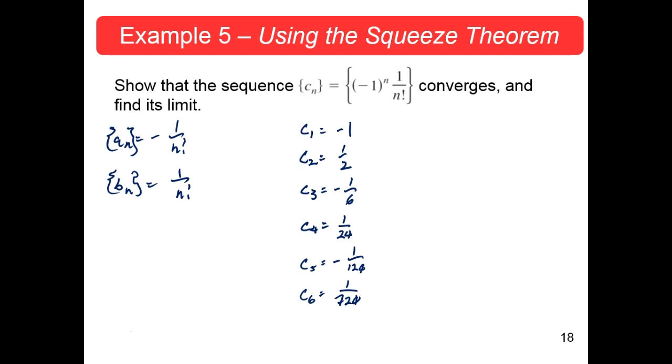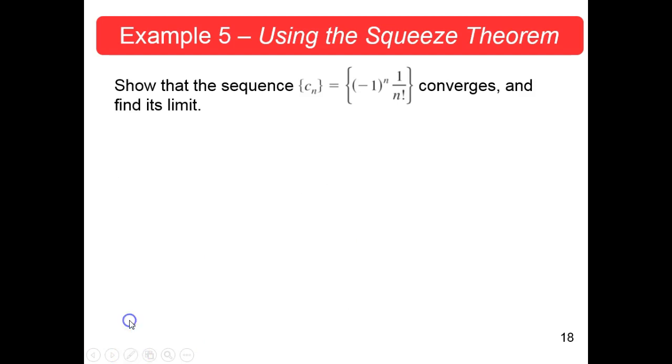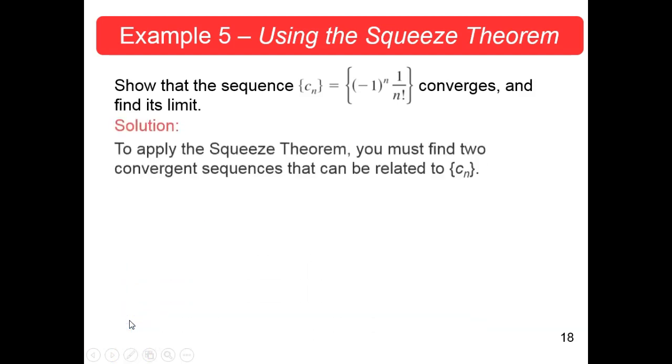Now, maybe we haven't proven that 1 over n factorial converges, but my word, look at it. It's got to be converging. But they're going to do it slightly differently, so let's take a look at how they do it. Okay? And this is good too.